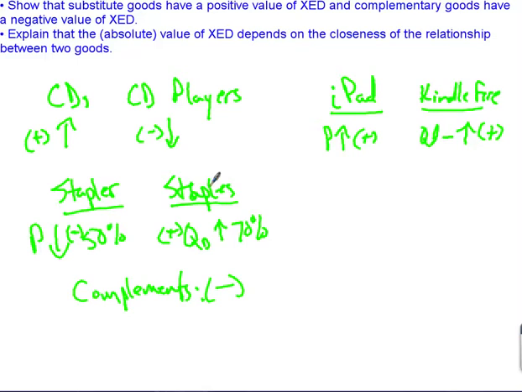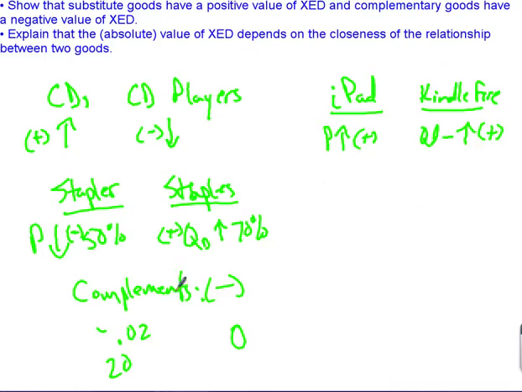Now, what if the value is negative 0.02? All right, the closer you get to 0 here, the less relationship they have. So if it was 0.02, they would be barely complementary goods to one another. Whereas if you had an elasticity of 20, that would be a huge complement to each other.